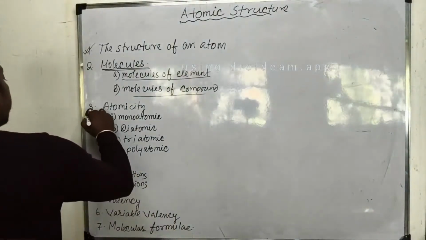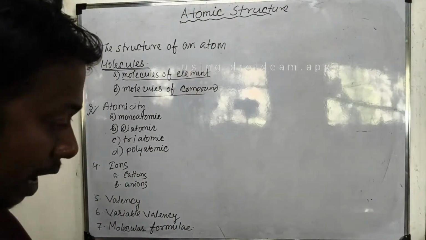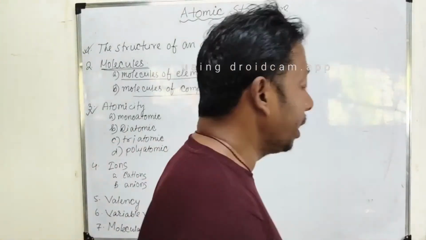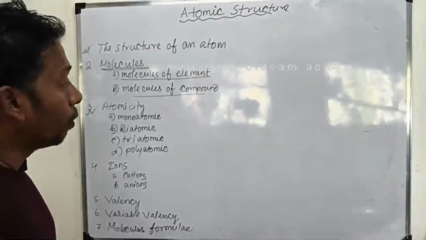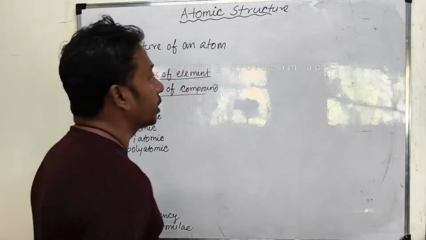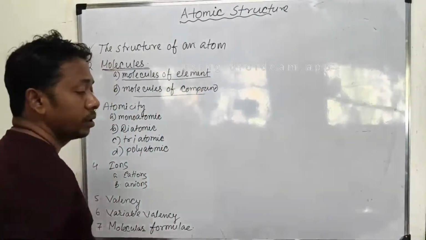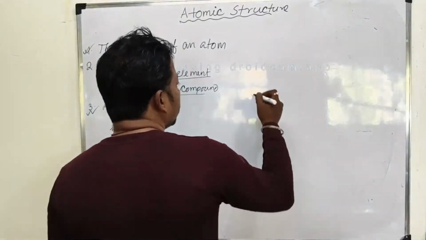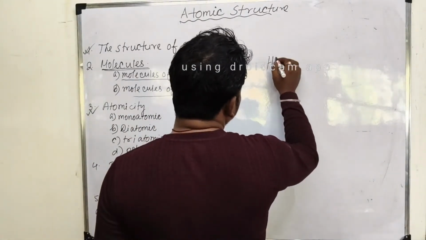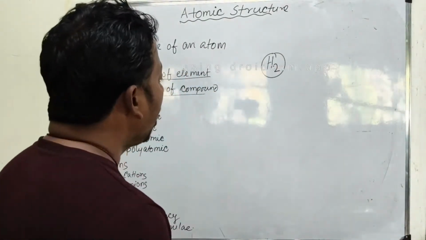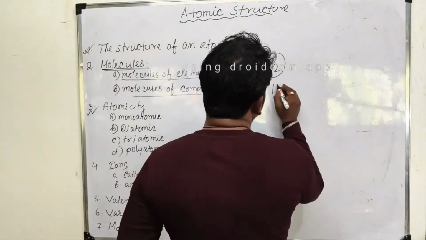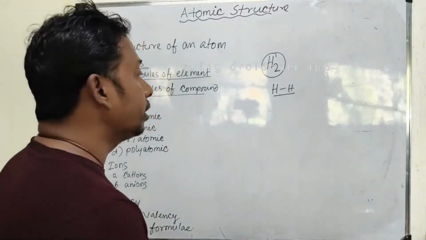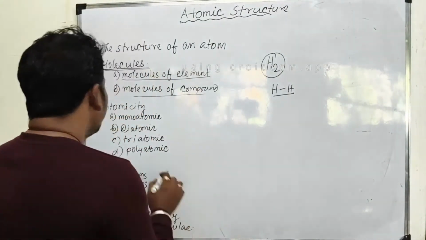What is atomicity? Atomicity is the total number of atoms in a molecule. In one molecule, the number of atoms present is called its atomicity. Think about hydrogen. How many atoms are contained in hydrogen? Hydrogen contains two atoms, that is H2. Clear? It is called the atomicity.